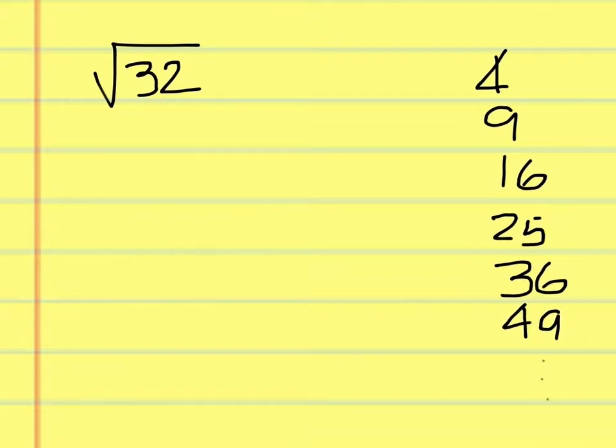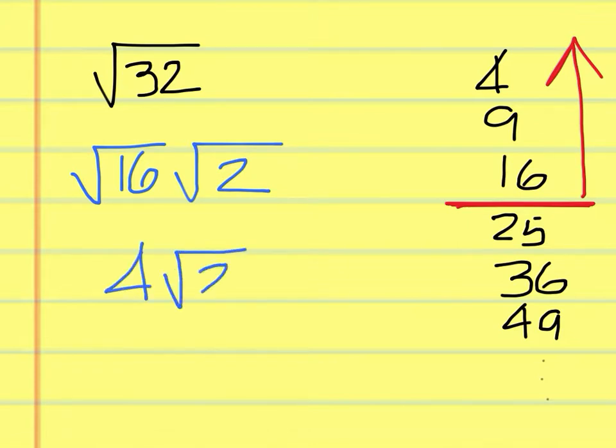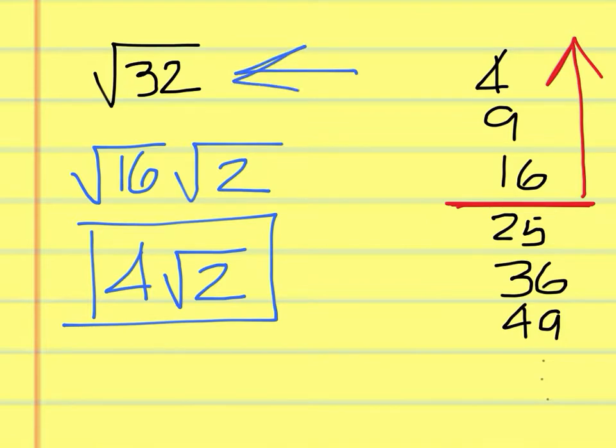If I divide 32 by 2, what is that? 16. So here's where it shows up in the list. These on down would be possibilities. But start with the highest one first. 16, will it go into 32? Yes. 16 times what is 32? 2. The square root of 16 is 4. 4 square root of 2 is the simplified version of that.